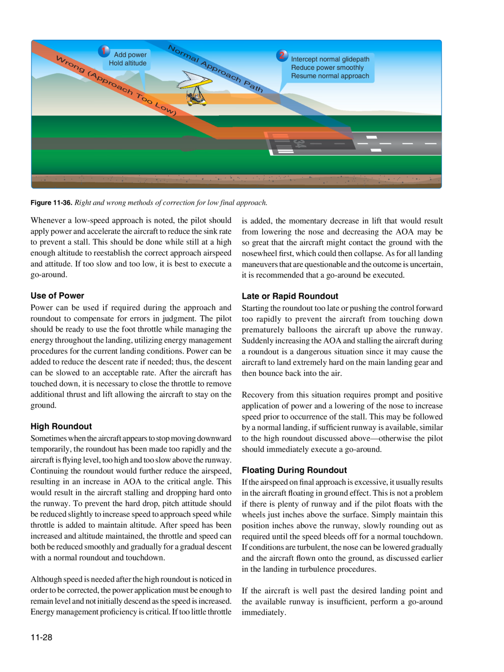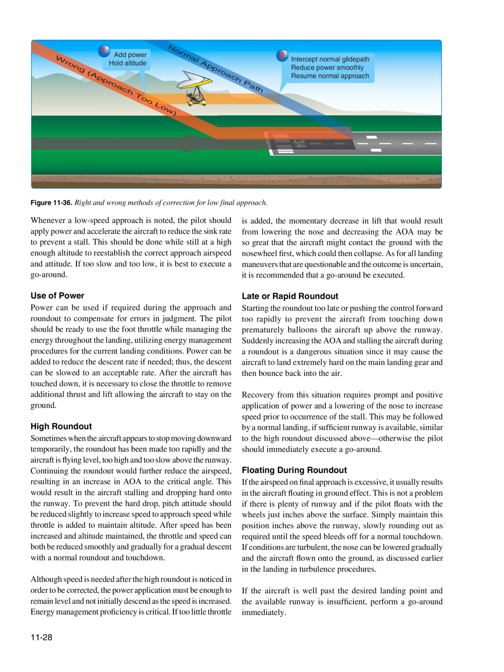Although speed is needed after the high roundout is noticed in order to be corrected, the power application must be enough to remain level and not initially descend as the speed is increased. Energy management proficiency is critical. If too little throttle is added, the momentary decrease in lift that would result from lowering the nose and decreasing the AOA may be so great that the aircraft might contact the ground with the nosewheel, which could then collapse. As for all landing maneuvers that are questionable and the outcome is uncertain, it is recommended that a go-around be executed.